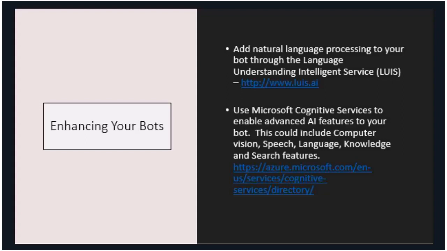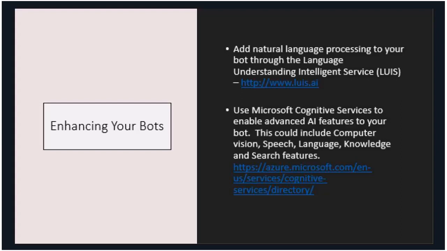So we create this intent and entities relationship through something we call LUIS, L-U-I-S. It's the Language Understanding Intelligent Service. And what this allows us to do is go out there and define these different intents. And the way that we do it is very simple. We just type in the questions that we want our bot to be able to respond to.